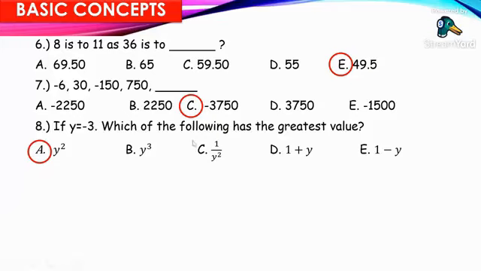So letter C po is 1 over negative 3 squared. This is 1 over 9. This is negative 2 and this is positive 4 po si letter E. So yung sagot po natin is letter A, that is 9. Greater than the other numbers mentioned. Okay. Let's have number 9. Okay, yes, number 9 na tayo.